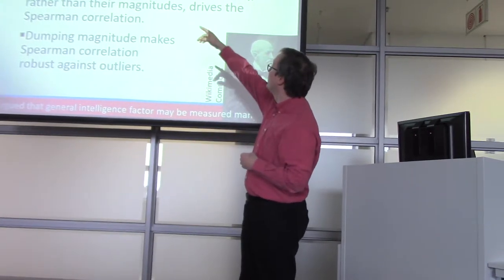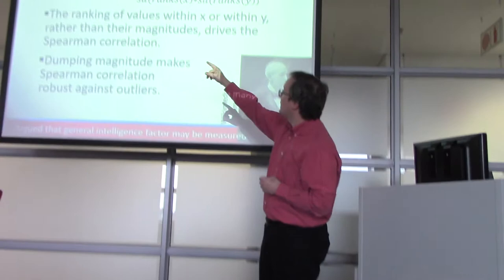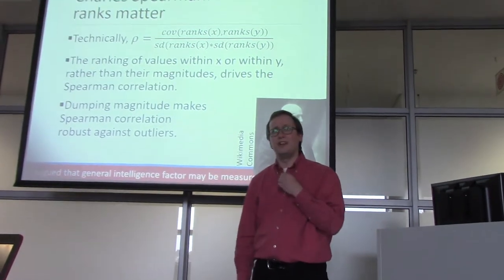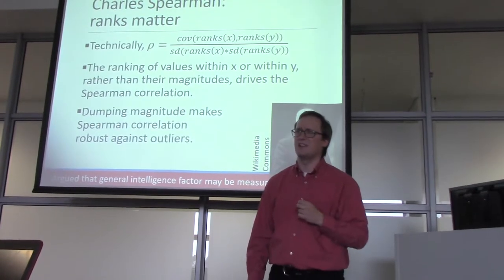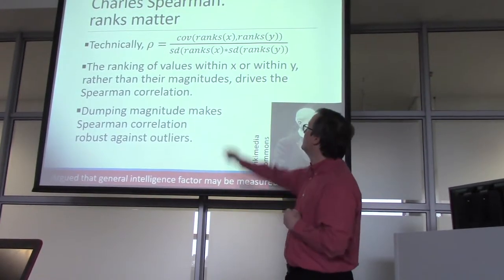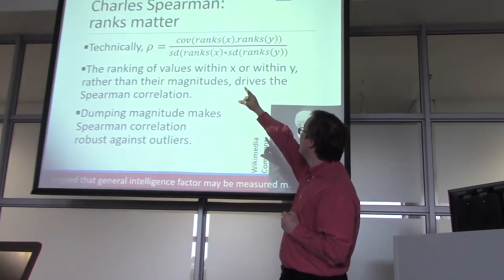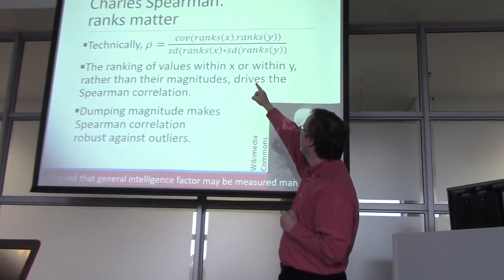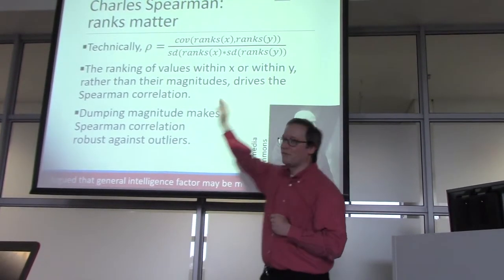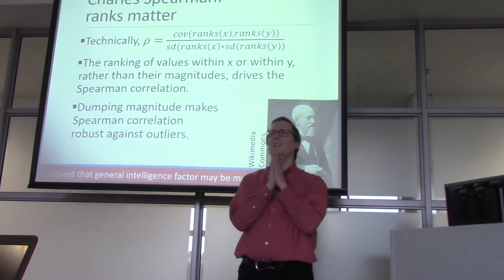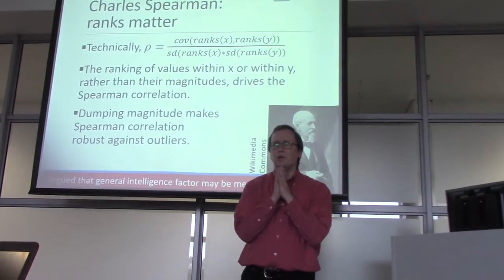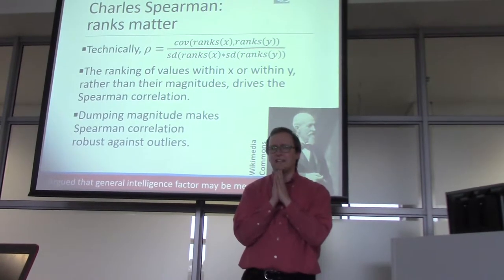So here we see that we've got another value. Instead of creating a value called R, we have one called rho. I know it looks like a P. It's not. It's a Greek letter, rho. So rho is equal to the covariance of the ranks of X and the ranks of Y divided by the standard deviation of the ranks. So this is different. If I have the values 1, 2, 4, 8, 16.